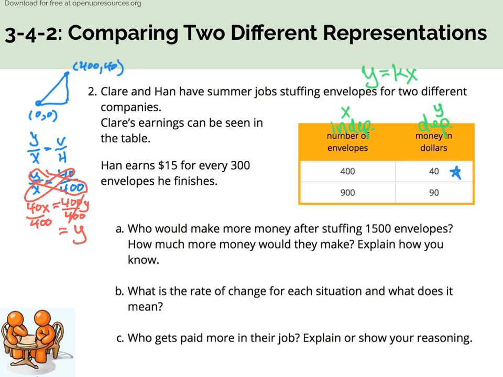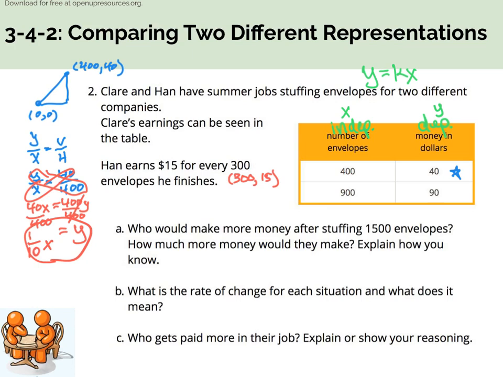And that would be 1 over 10x. So this one is Claire's, okay? And then now let's talk about Han. So Han, his point is 300, 15 if we're following the same format as far as the table.